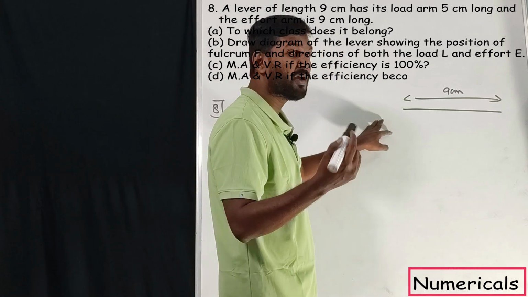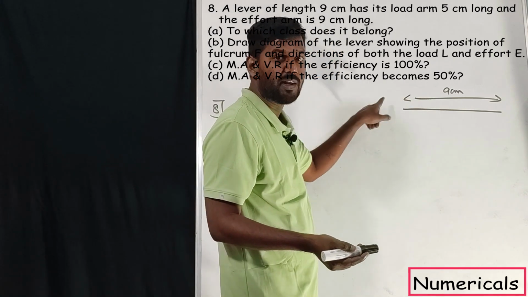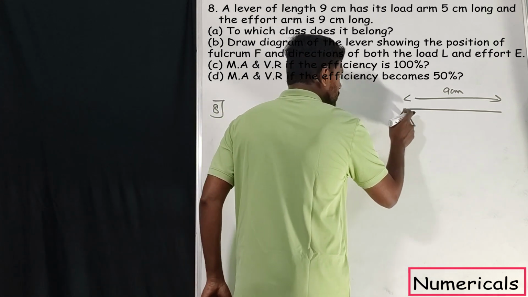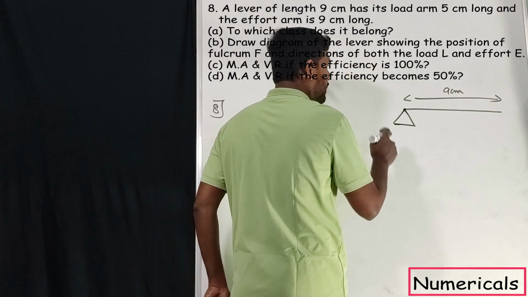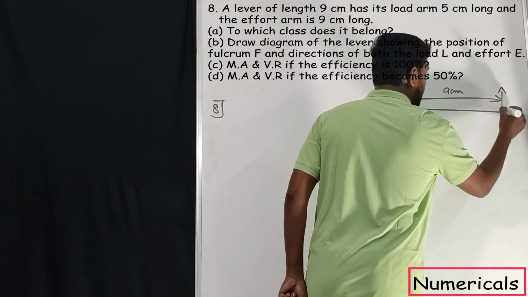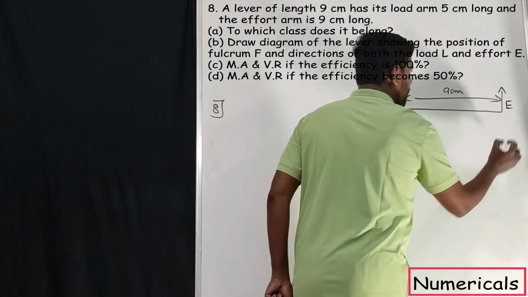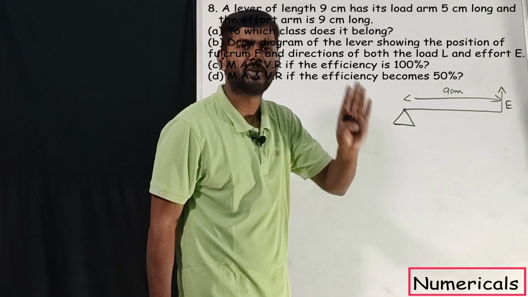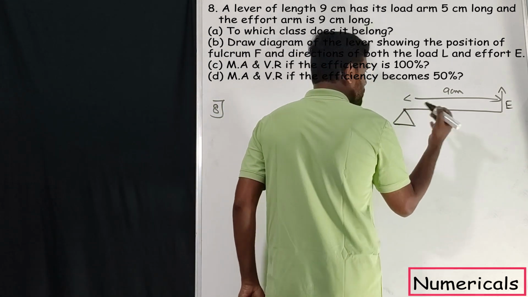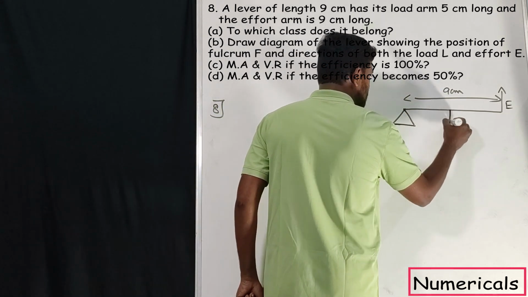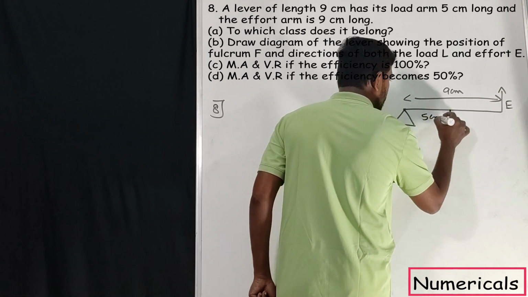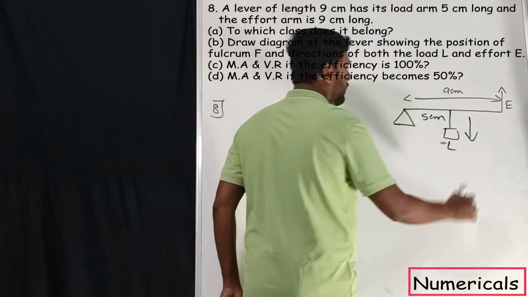What do you mean by effort arm? From the effort to the fulcrum. So assume we have the fulcrum here. From here to the effort, it is 9 cm. The total length is also 9 cm. That means the effort is kept somewhere at this one end. So this is the effort. Why I am writing the upward direction, you will understand. And one more given data, the load arm is 5 centimeter. What is the load arm? From the fulcrum to the load, it is 5 centimeter. This is 5 centimeter and this is the load, and the direction will be downward.